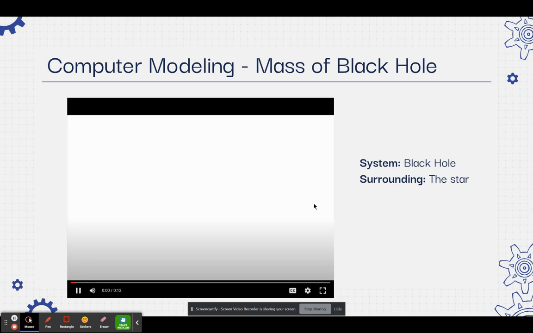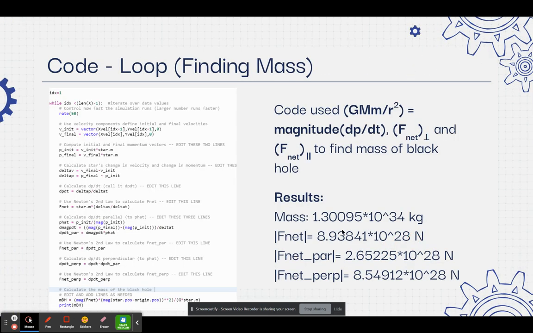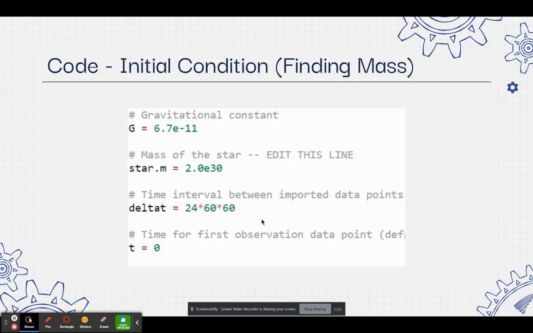Now, this is the computer modeling where the system is the black hole in the center, and the surrounding is a star that's orbiting. For the initial conditions of this part, we're using the gravitational constant, the mass of the star that's orbiting, and delta t, which is the number of seconds in one day.